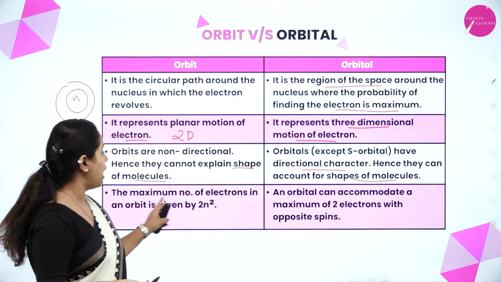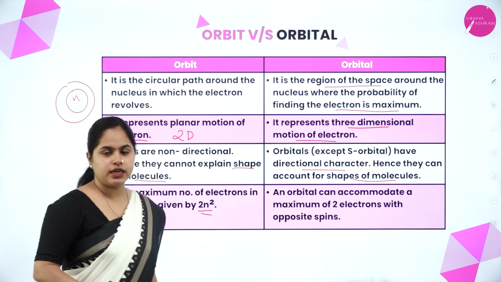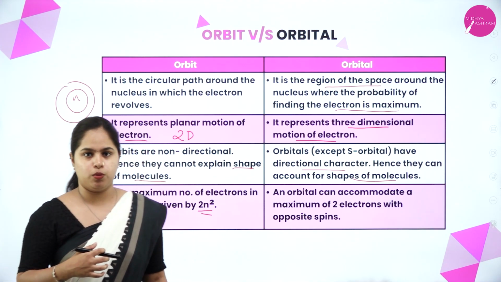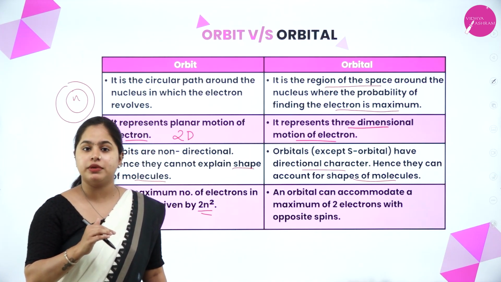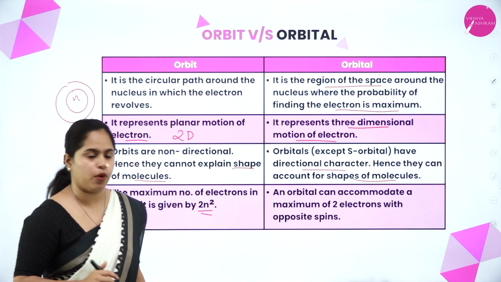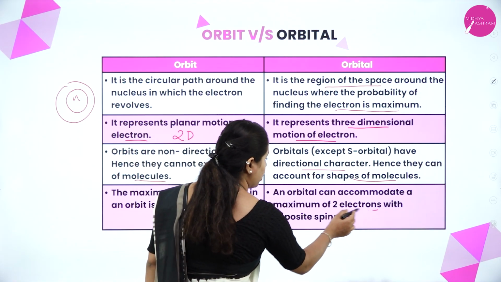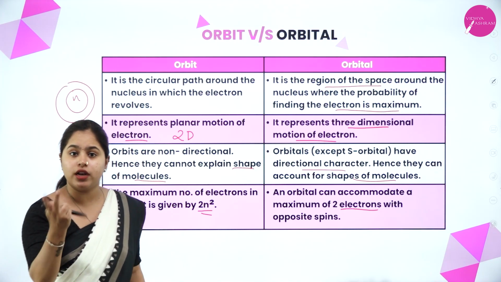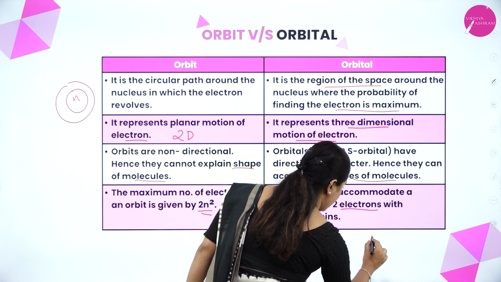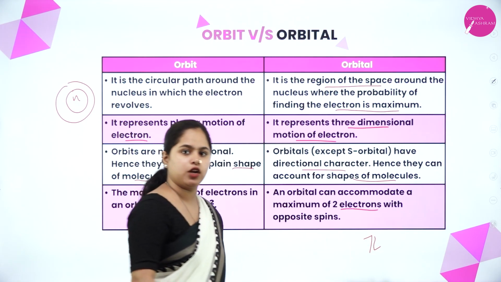orbits, right? And the maximum number of electrons in an orbit is given by 2n square. Right, in an orbit, a maximum of 2n square electrons can be accommodated. And what did we study about orbital? Yes, in an orbital, a maximum of only 2 electrons are possible, right? An orbital can accommodate a maximum of 2 electrons, and the speciality is that these 2 electrons will be having opposite spin, right? Yes, you remember this. One will be having a clockwise spin and the other one will be having an anti-clockwise spin.